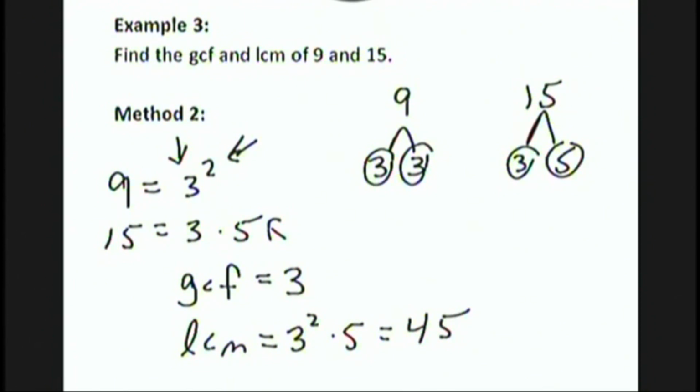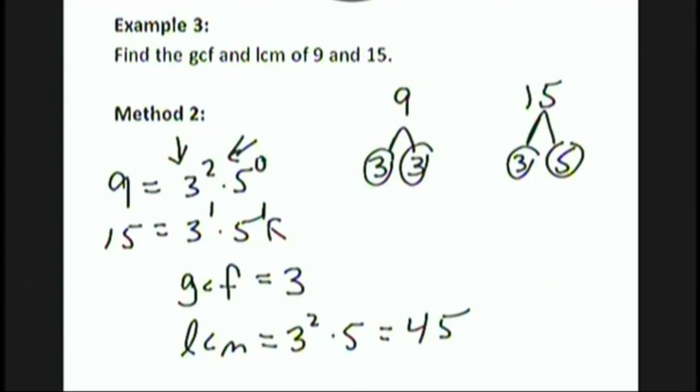Now, if you're having trouble seeing the highest and lowest powers here, it might help to fill in the missing exponents. For example, 15 is 3 times 5. That could also be written as 3 to the 1 times 5 to the 1. And 9 is 3 squared. Since there's a 5 in the prime factorization of 15, we might want to add the 5 into the prime factorization of 9 with an exponent of 0.